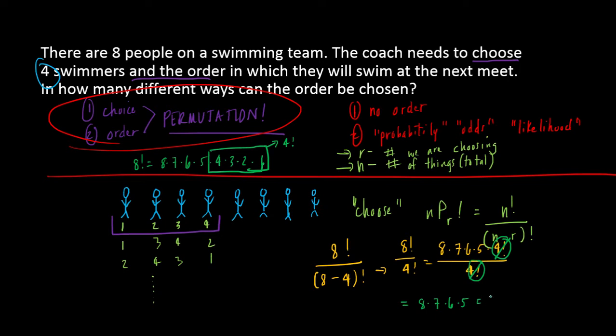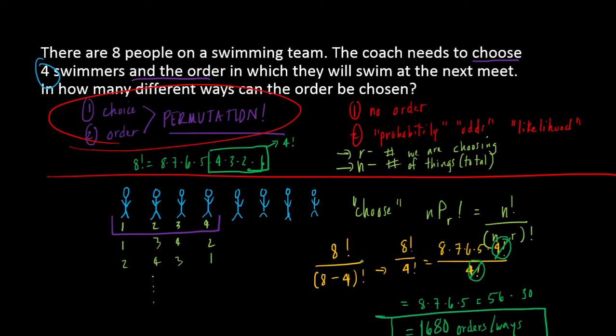8 times 7 is 56, times 30. 56 times 30 is 1680. So there are 1,680 orders, or ways, that this coach can choose 4 swimmers and put them in a particular order for this swim meet.